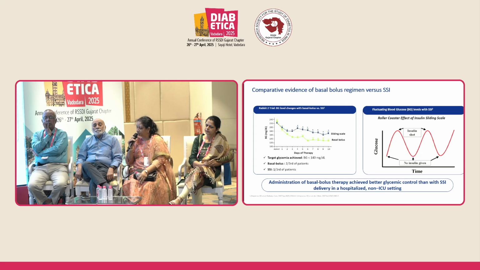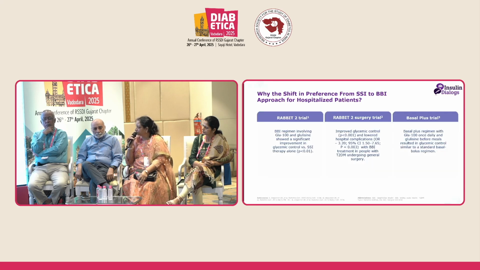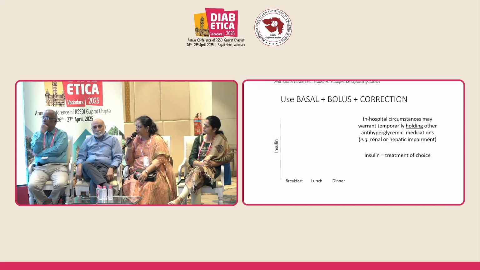So there is a thing of correctional insulin therapy also. There are ways to calculate the correctional factor, in which you calculate the total insulin dose, and then the value you get by dividing 1,500 by the total insulin dose is used to calculate the correctional dose, and that correctional dose you add to the boluses, so that you ultimately achieve good control. There are various trials, like the RABBIT 2 trial, which was done in medical patients, the RABBIT 2 Surgery trial, which was done in surgical patients, and the Basal Plus trial. All these trials proved beyond doubt that basal plus bolus insulin therapy was much better compared to only the boluses, which we have been practicing since long.